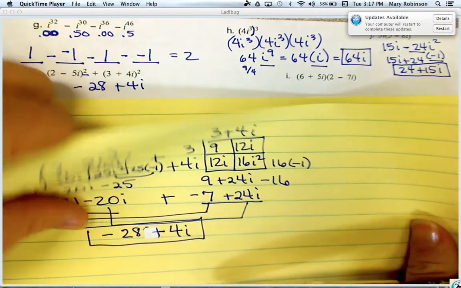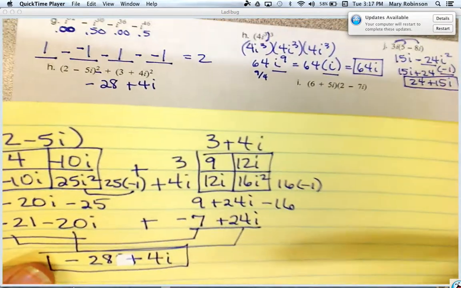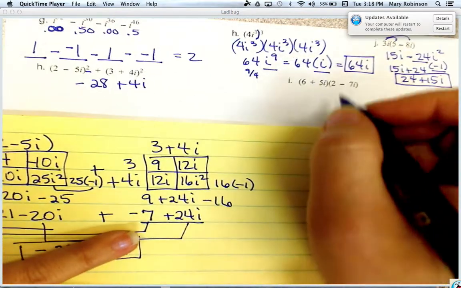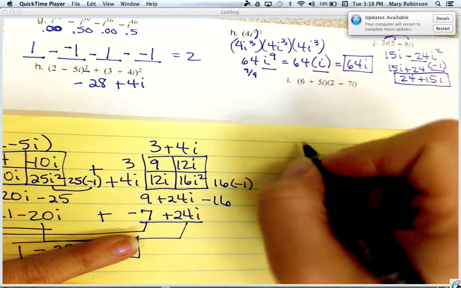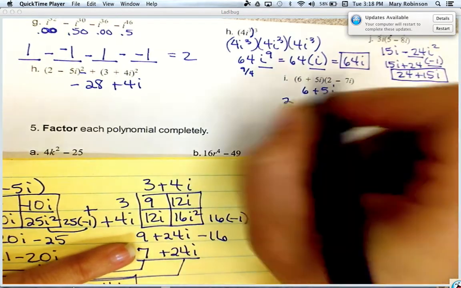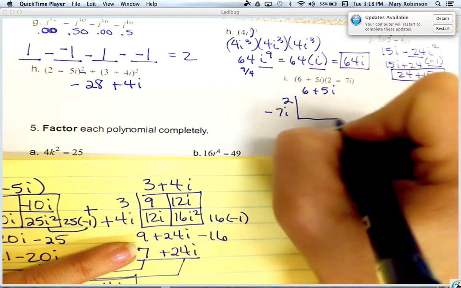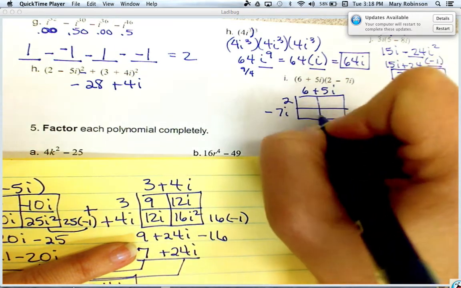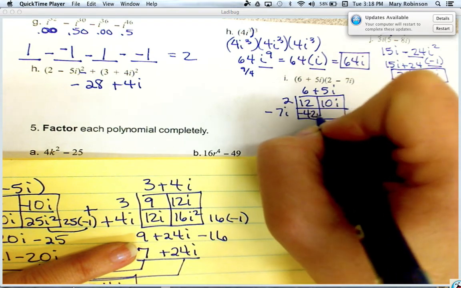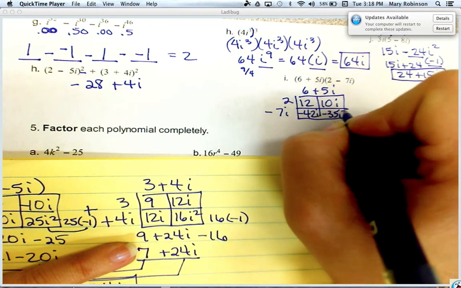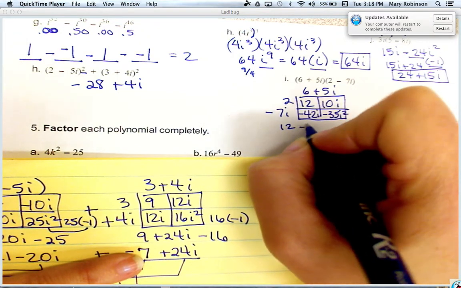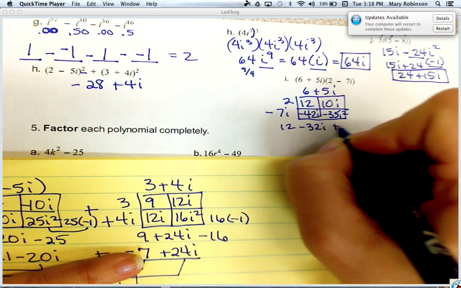Alright, next for I, this should be a little easier because you only have to multiply two binomials. But you're going to double distribute, so feel free to use the box if you like. So 12, 10i, negative 42i, and negative 35i squared. That'll give us 12 minus 32i plus 35.